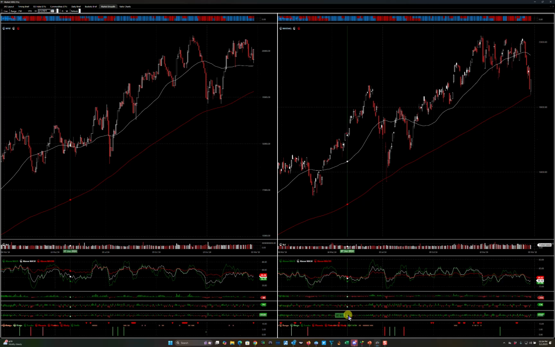So what else do we have here? If we look down at this window here, you can see green shows you stocks above the 20, white is stocks above the 50, and red is stocks above the 200 moving average.